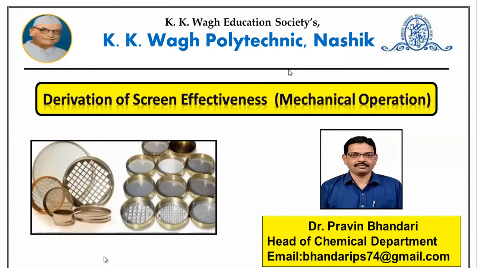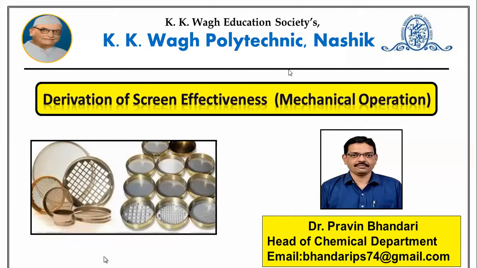Now, what is its definition? Its definition is the ability of the screen to separate the oversize and undersize perfectly is known as screen effectiveness.